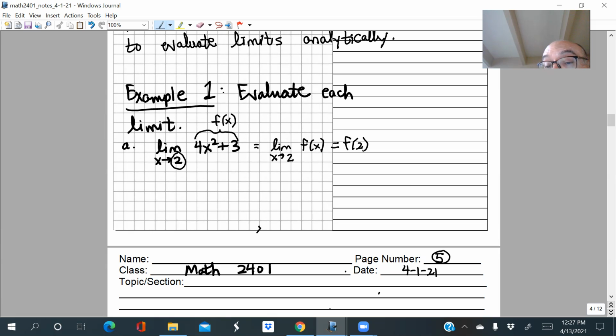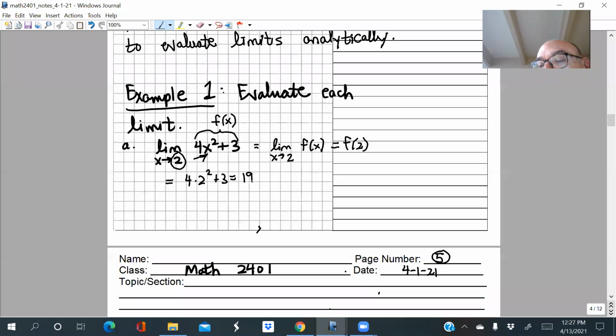Because that's one of the necessary conditions for a function to be continuous. Its limit at a number has to be the same as the function output at that number. But what's f of 2? Well, that's easy to calculate, right? Just take 2 and plug it in for x into this formula. And when we do that, what do we get? Well, you get 4 times 2 squared. So that's 4 times 4, which is 16, right? So 4 times 2 squared plus 3, 16 plus 3 is 19.